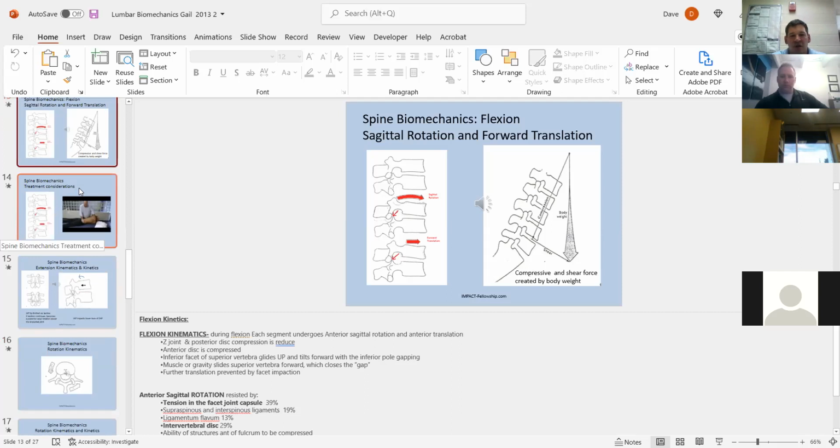These are all structures which will limit that forward motion, that anterior translation stress, and the facet joints are probably the number one limiter of anterior stress in forward flexion. Would you agree, Eric? Completely.